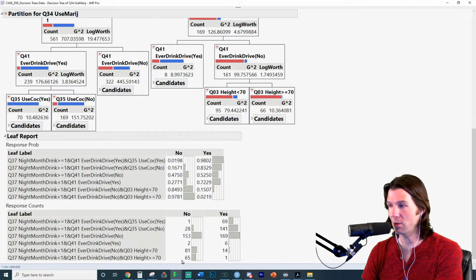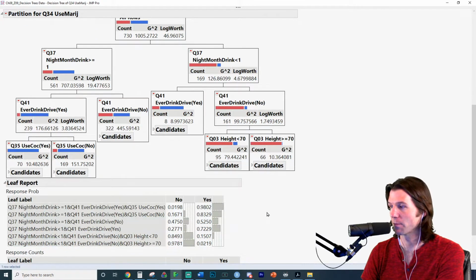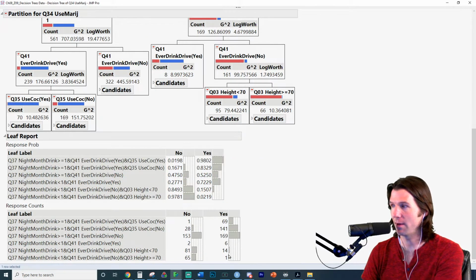And then you go over to here, this group, where these people drink less than 1 drink a month, they have not driven drunk, and their height is greater than or equal to 70 inches. That's so weird that it splits on that. Greater than or equal to 70 inches, and they are super not likely to have used marijuana. Because 65 out of the 66 people, you can see the 66 right here. So the 66 are these 65 and 1 people right there.